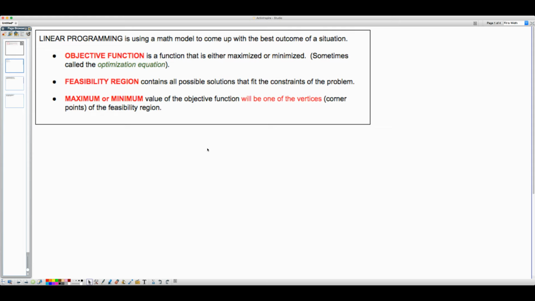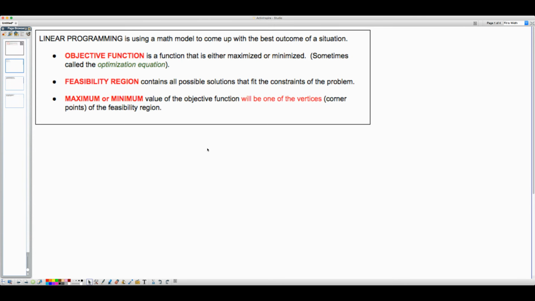Hi, these lecture notes accompany day 2, where we talk about linear programming. I'm not going to discuss any further the linear inequalities where we shade in. We're going to use that skill to do linear programming.